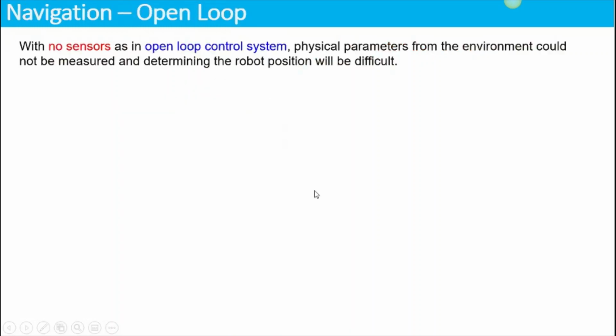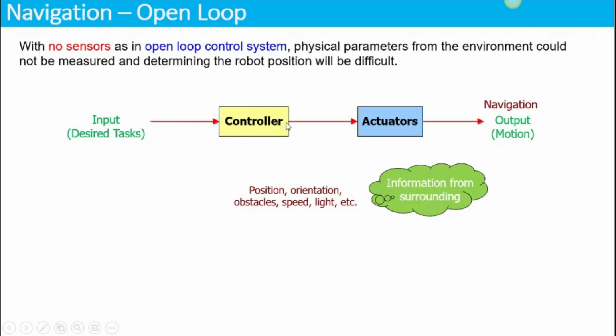So now we look into the navigation technique. The first navigation technique is using the open loop system. In an open loop system, no sensors are adopted. Okay, so when there are no sensors, the physical parameters that are available in the environment cannot be captured and cannot be used to determine the robot position. So this is the open loop system.